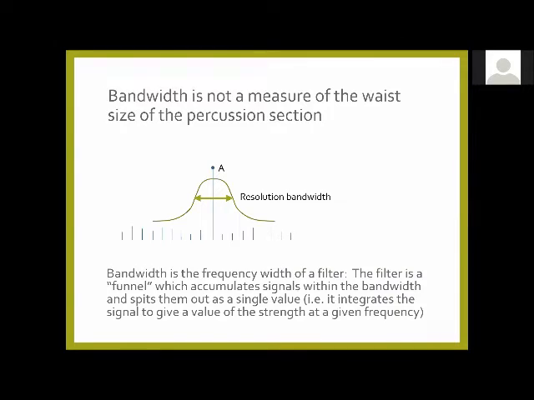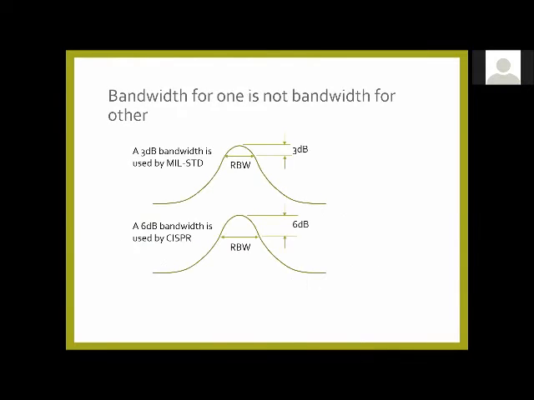Now, bandwidth is not a measure of the waist size of the percussion section. It's the frequency width of a filter. So the filter is a funnel which accumulates signals within the bandwidth and spits them out as a single value. Bandwidth is not always the same. You can have a 3 dB bandwidth or a 6 dB bandwidth, and it's going to give you a different result.